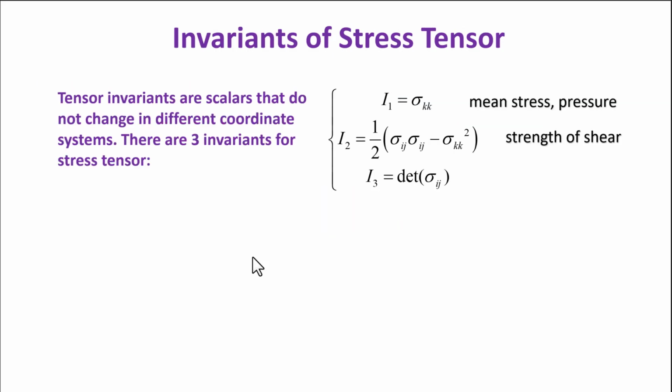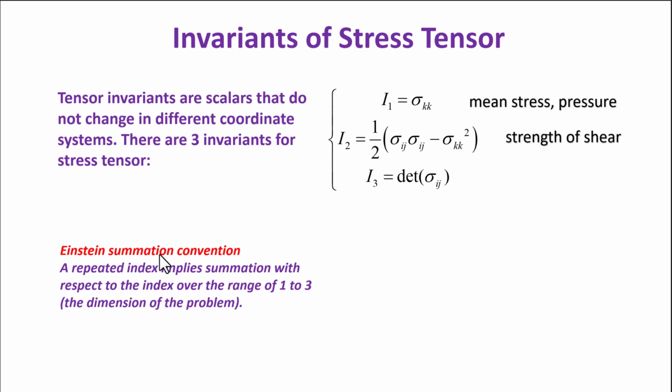While stress has 9 components, 6 independent components, how do we compare two stresses? We use stress invariants. Invariants are scalars that do not depend on coordinate systems. Regardless of the coordinate system you use, the following quantities do not change, and they are stress invariants. There are 3 independent invariants for the stress tensor. One is sigma kk, which is the mean stress that I'm going to talk about later on. Second is a measure of how strong the stress is, and the third one is the determinant of the stress.